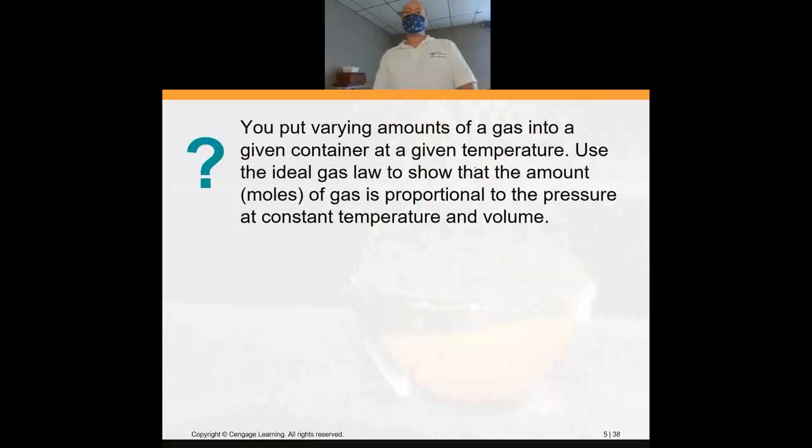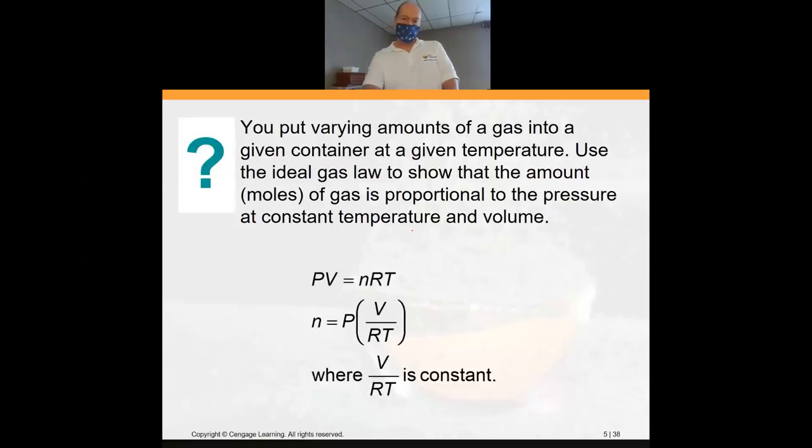All right, you put varying amounts of a gas into a given container at a given temperature. Use the ideal gas law to show the amount of moles of gas is proportional to the pressure at constant temperature and volume. So again, you simply have PV is equal to nRT, and you solve for N. If you're really bad at math, you should definitely practice. This is very simple math. You should be able to solve for N. Many people are not able to do it. Maybe they skip steps. If you're not an expert in math, you should not skip steps.